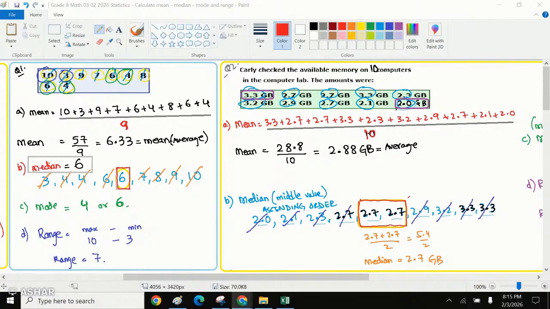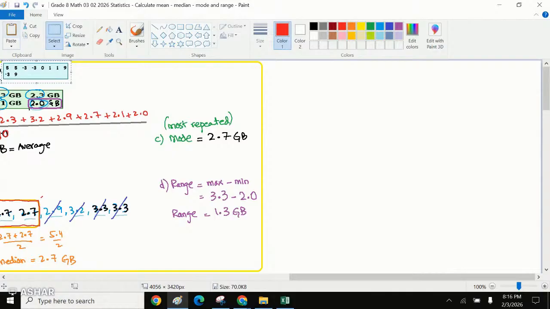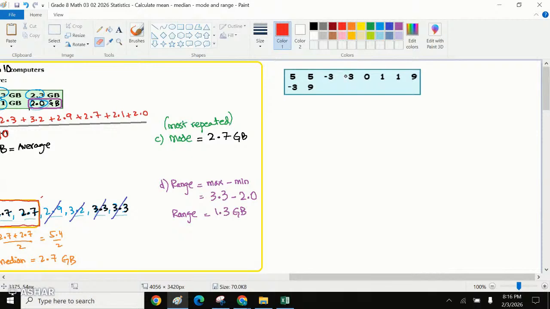Let's look at some other numbers. Let's take them as positive numbers for now, okay? I'll just add a few numbers for the next question. I'm considering these as positive numbers. I'm not taking any number to be negative right now, okay? If the numbers given to us were 5, 5, 3, 3, 0, 1, 1, 9, 9, 3, okay? This is our question number 3.